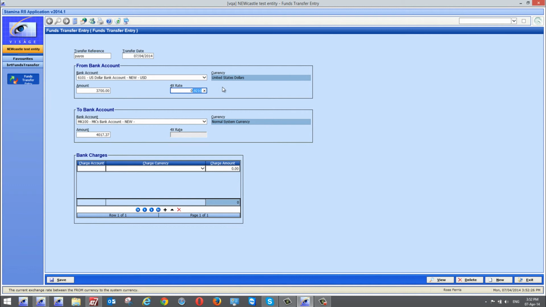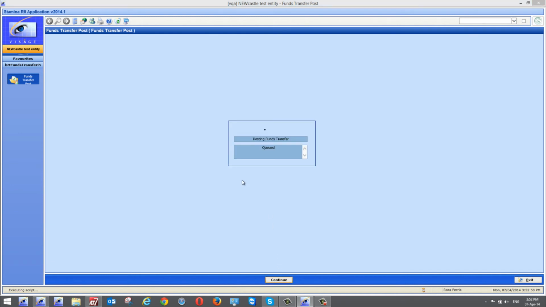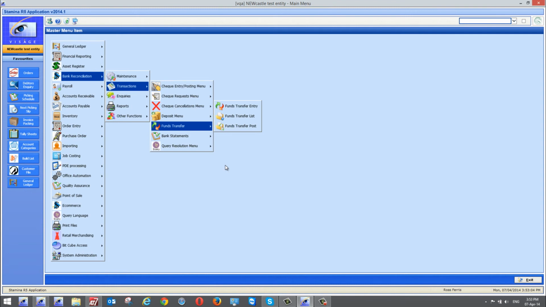The system applies that exchange rate for the amount, so $4,017.37. If there were bank charges associated with this, we could also nominate the bank charges, but in our case it's not if we're actually going to be transferring the money out of that overseas facility. So when we actually save this bank transfer, we're going to increase the balance in our MK account by that amount of money. So we'll actually just go and do our post now and update the system. And that's going to reduce the amount of money in the overseas bank account and increase the amount in MK.